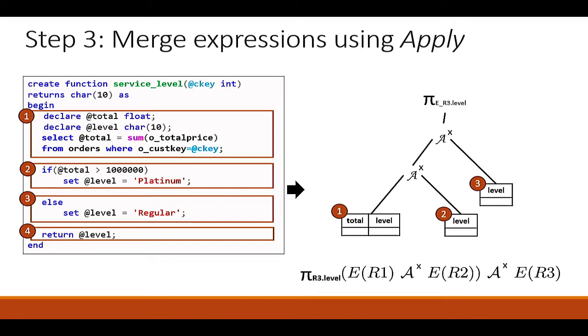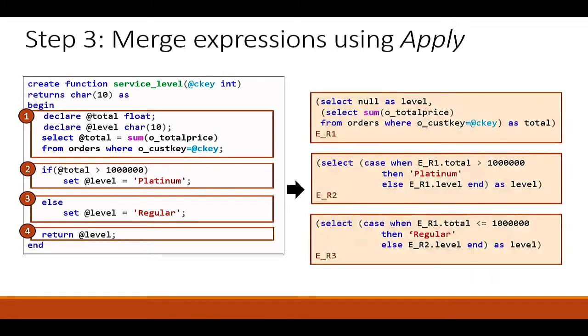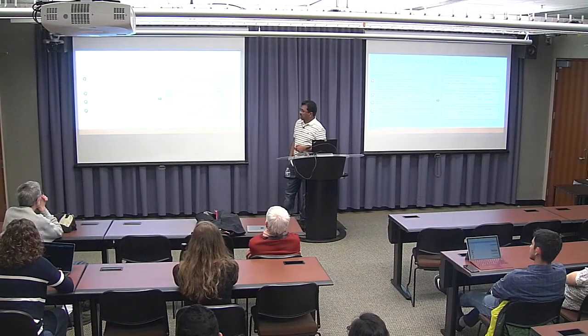So what does this look like in terms of relational algebra? It's another way of saying the same thing. But in terms of the program, in terms of SQL query, this is what it will look like. So I've basically put the cross apply operator in between. What is happening here, if you observe, is that this is an expression for region 1. That's why I've called it E_R1, and similarly E_R2 and E_R3.